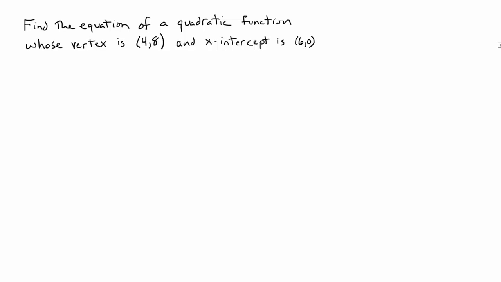And in the last example, it says find the equation of a quadratic function whose vertex is (4, 8) and x-intercept is (6, 0). And since we know the vertex and the x-intercept, I'm going to use vertex form. So here I'm going to start with f of x is equal to a times x minus h squared plus k. And now we know h and k because we are given the vertex (4, 8). So I'm going to plug those in. So I know that f of x is equal to a times x minus 4 squared plus 8.